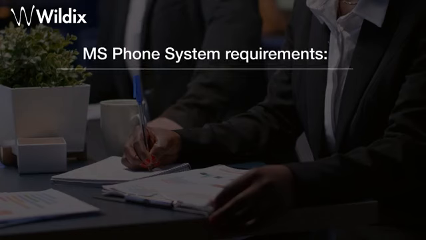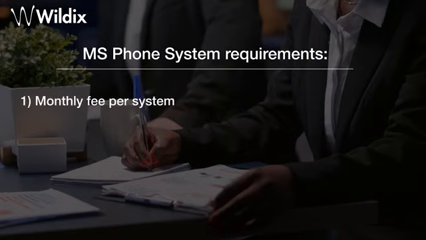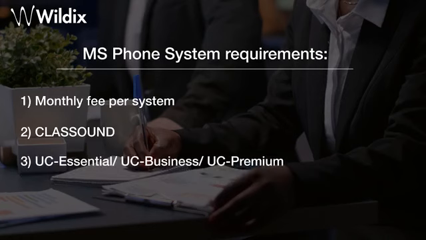The first step is to request the service on WMP, the Wildix Management Portal. MS Phone System requires a monthly fee per system, which is applied once you purchase the service on WMP. Then you'll have to wait till your system is added on the dedicated Microsoft portal. Once it is added, we send you the invitation, and then the end customer, the admin of the Microsoft domain, will have to access this dedicated portal and add or import users.